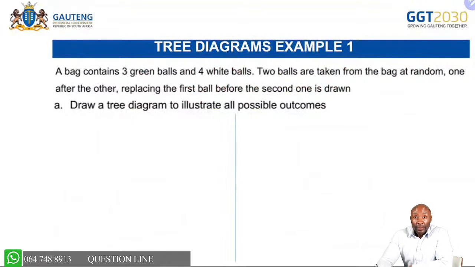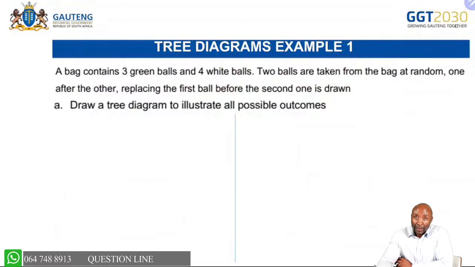Now, a bag contains 3 green balls and 4 white balls. 2 balls are taken from the bag at random, one after the other, replacing the first ball before the second one is drawn. Please let us read carefully, because here we can have our probabilities with replacement or without replacement.